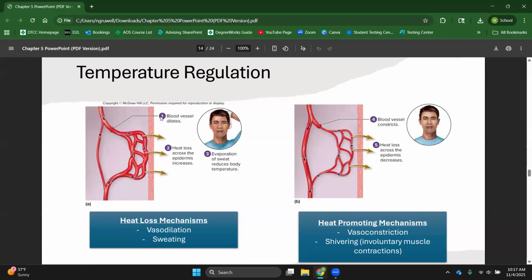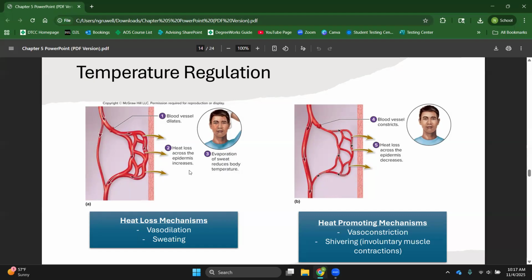So just to make sure we're on the same page, this is our skin on this side. So this would be the superficial side. This is our environment. Here's our deeper portion. So this is farther into the dermis and farther into the body. So if we need to dissipate, if we need to remove heat, we can dilate or widen these surface vessels, and some of that heat that's contained within our body is going to be released across the epidermis.